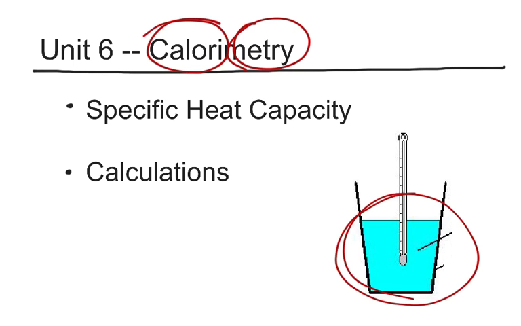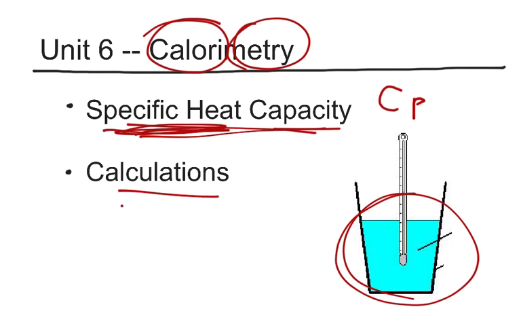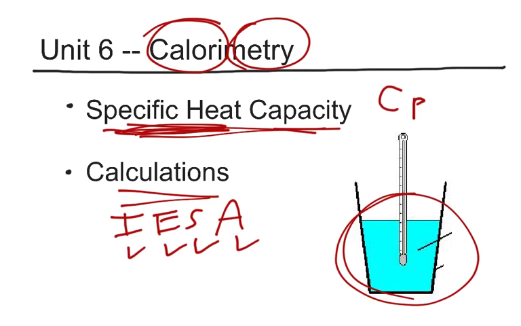We need to look at two ideas here. One is something called the specific heat capacity, or a lot of times we just call it specific heat, and the symbol for that is going to be C sub P, which is capacity, and that is how much energy it takes to heat up a certain amount of water 1 degree. We want to look at the calculations for this, so we have a formula, and we'll be seeing that on our next pages. We're also going to use our IESA format. So each of these questions will be worth 4 points: one for identifying the variables, write down the equation, substitute in your values, and then calculate the answer.